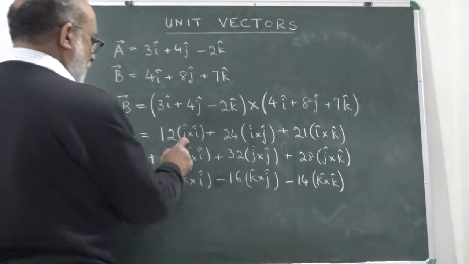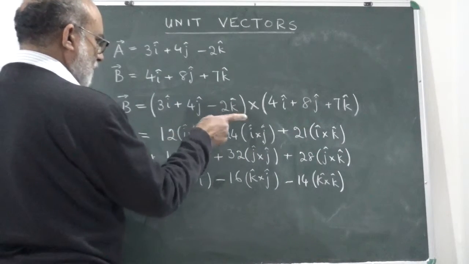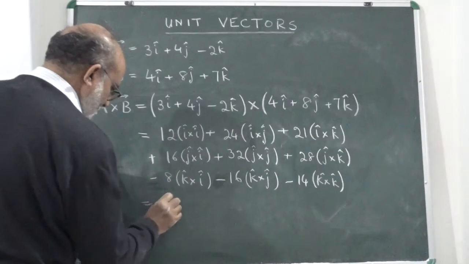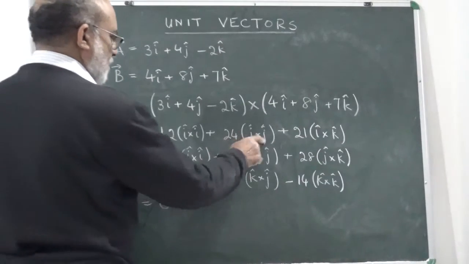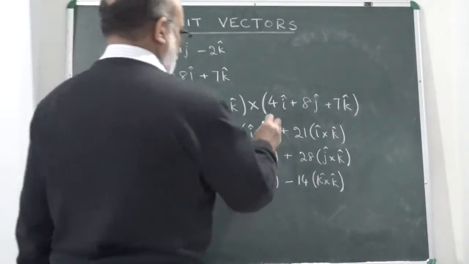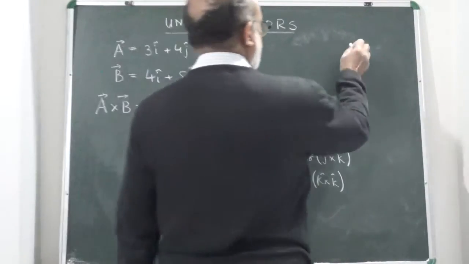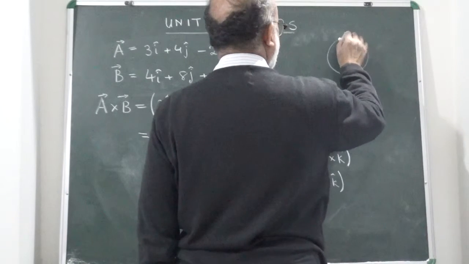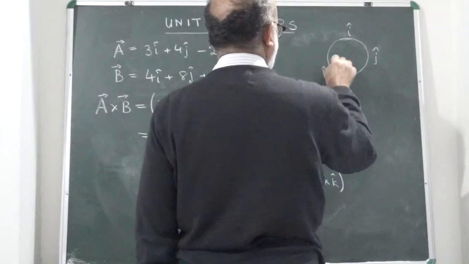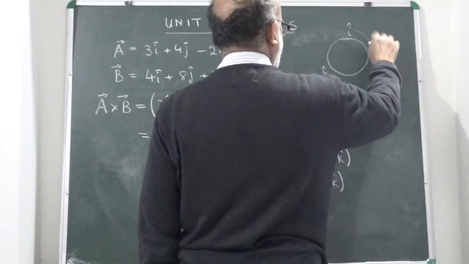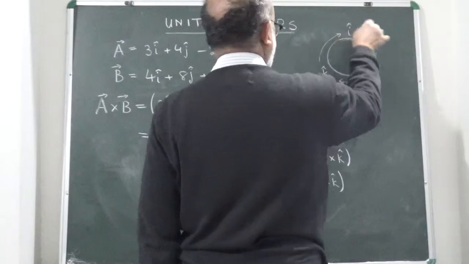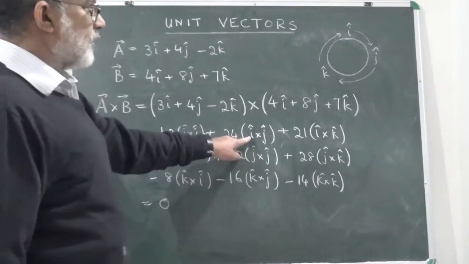Now I cross I means 1 into 1 into sine 0, and sine 0 is 0. So the first term here is 0. Now I cross J, and we have just learned that I cross J was K. In order to recall, you can write I, J, K. If you move along the cyclic order, I cross J will give you K, J cross K will give you I, K cross I will give you J. So I cross J will give you K.